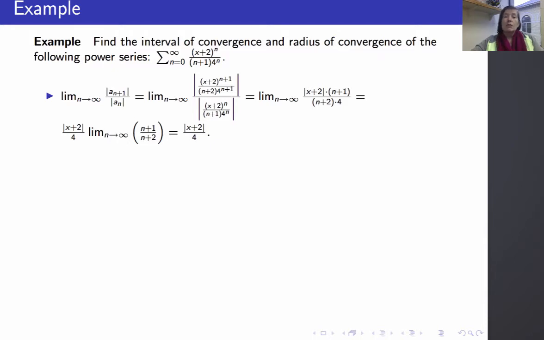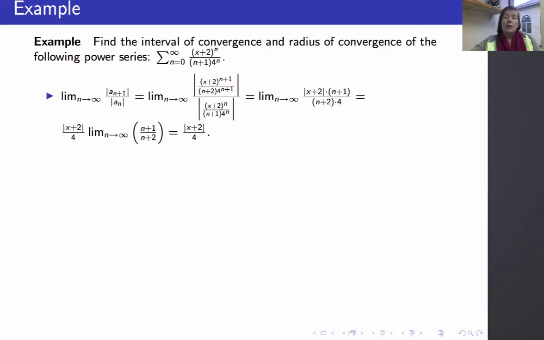We're looking at the limit as n goes to infinity of the absolute value of (x plus 2) to the n plus 1 over (n plus 2) times 4 to the n plus 1, divided by the absolute value of (x plus 2) to the n over (n plus 1) times 4 to the n. And now, after cancelling the 4 to the n and the (x plus 2) to the n, we're looking at the limit as n goes to infinity of the absolute value of x plus 2 times (n plus 1) over (n plus 2) times 4.